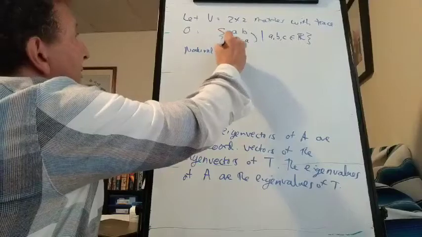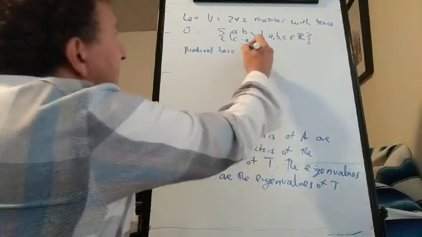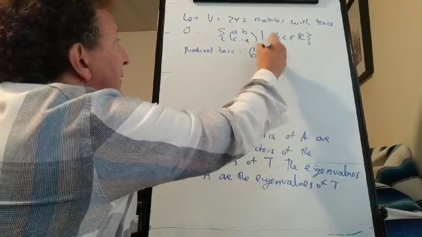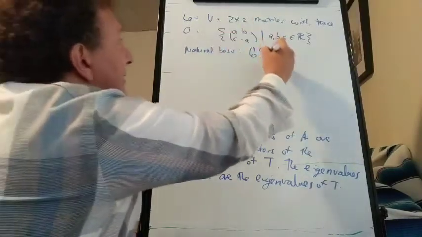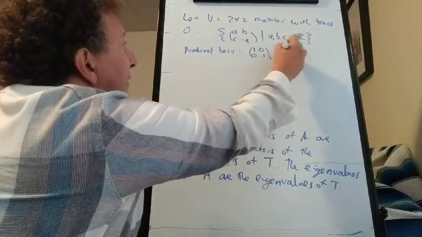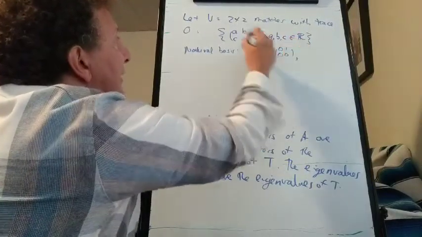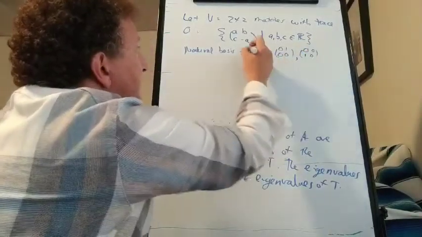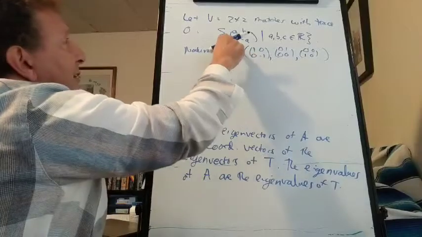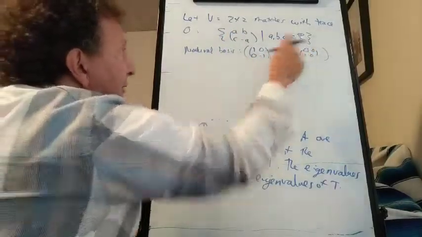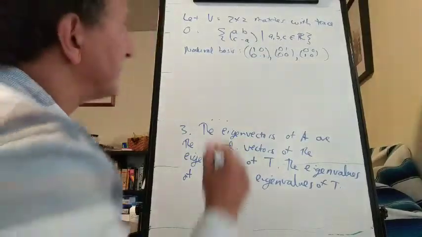So a natural basis of this space is [1, 0, 0, -1]. So we're taking the a out of here, and then the b [0, 1, 0, 0], and then the c [0, 0, 1, 0]. So obviously every element of this space, which has that form, can be written as a times this plus b times that plus c times the other thing.